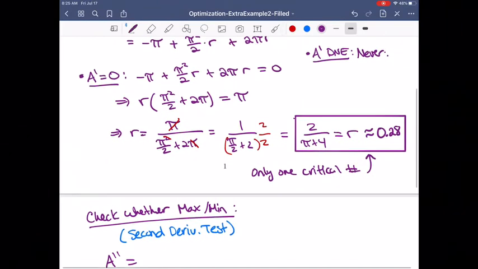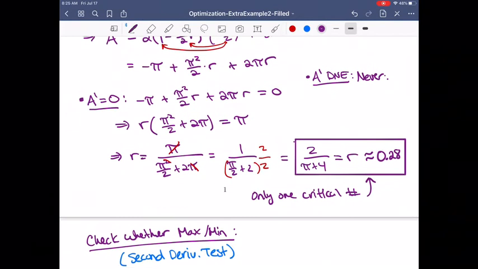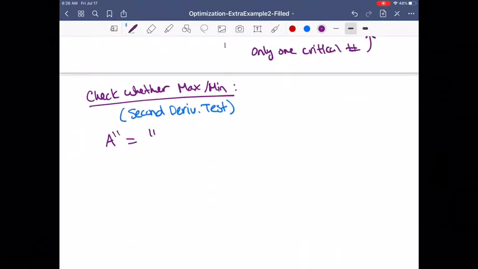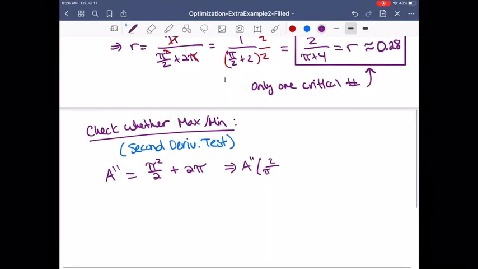If I look from this simplified one, okay, there's my derivative. The derivative of negative pi is 0. The derivative of this term is just the constant in front of r, as it is here as well. So my second derivative is going to be pi squared over 2 plus 2 pi. Okay, notice that there are no r's here. So what that means is when I want to plug in my critical number, 2 over, oops, is it pi? Yeah, pi plus 4.